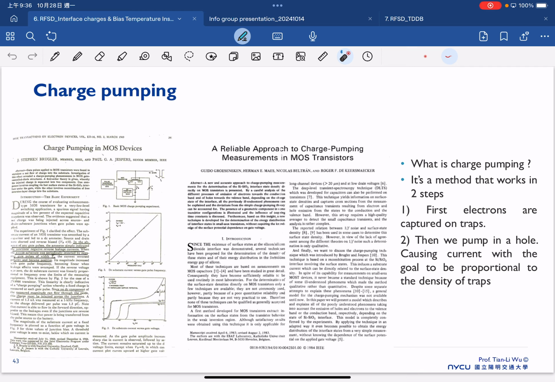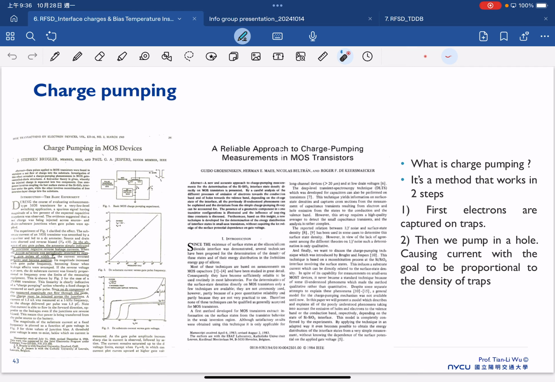So we have already discussed the interface state, the border trap, even the oxide charge. And then we started to discuss the different methodologies to characterize, especially focusing on interface state. Last week we introduced the conductance method, which is one of the most popular methods. Another very popular and classical method is what we call charge pumping.